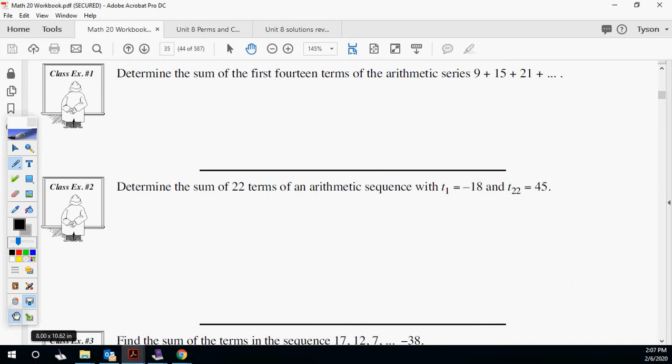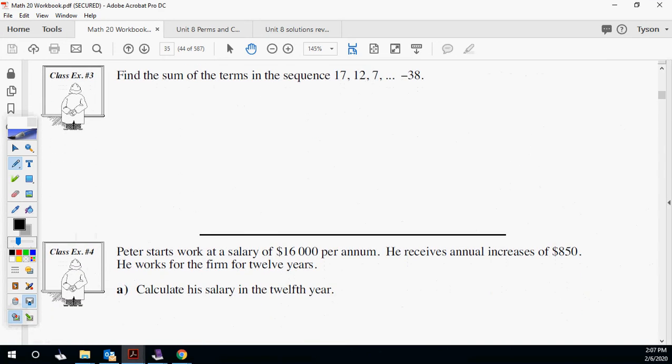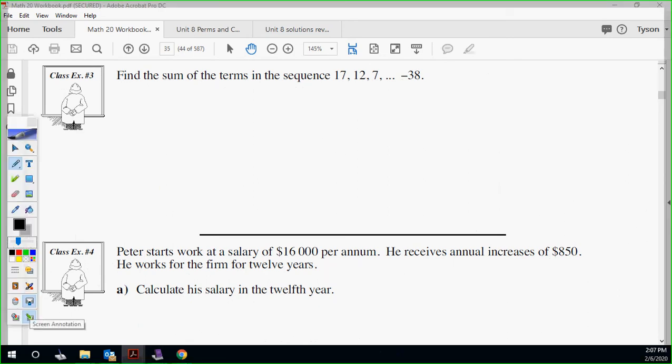Okay, let's keep going here on these examples, and we're going to get to one other thing with series. Find the sum of the terms of the sequence 17, 12, 7, ..., negative 38. So what's the mystery on this problem? We can see the d and the first term, but we don't know what negative 38 is for a position. So we actually have to find that, because we need to know n in both formulas.